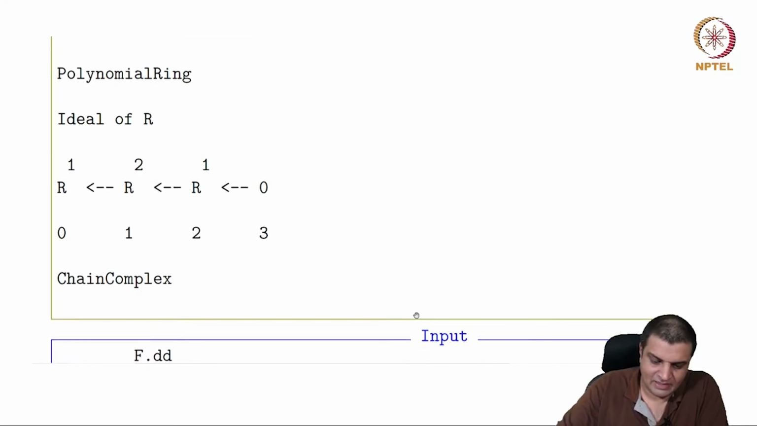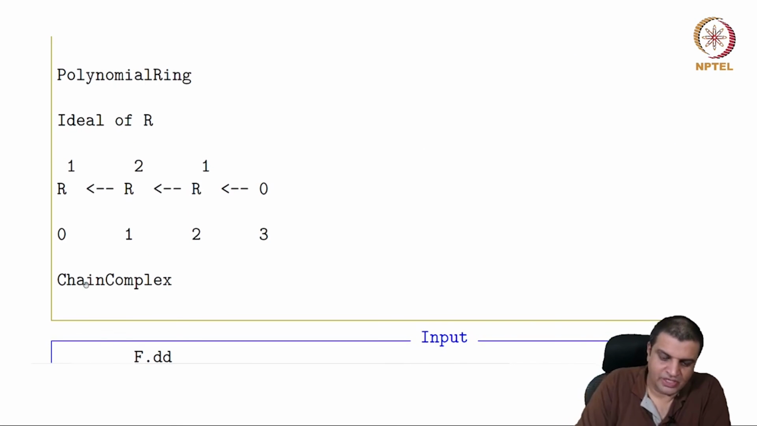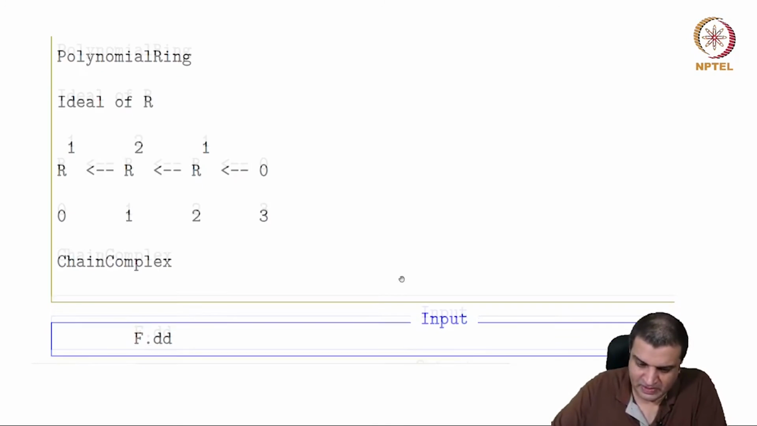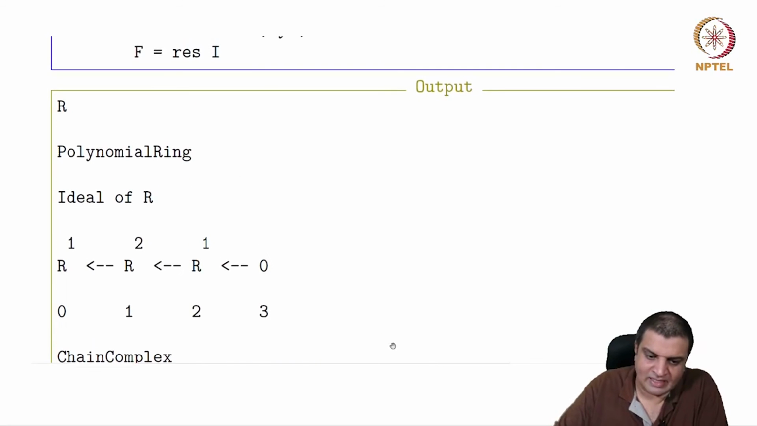Okay, so note that it produces something called a chain complex. But note here that it is not a resolution of I, it is really the resolution of R mod I. So please keep that in mind. So we call that thing F.